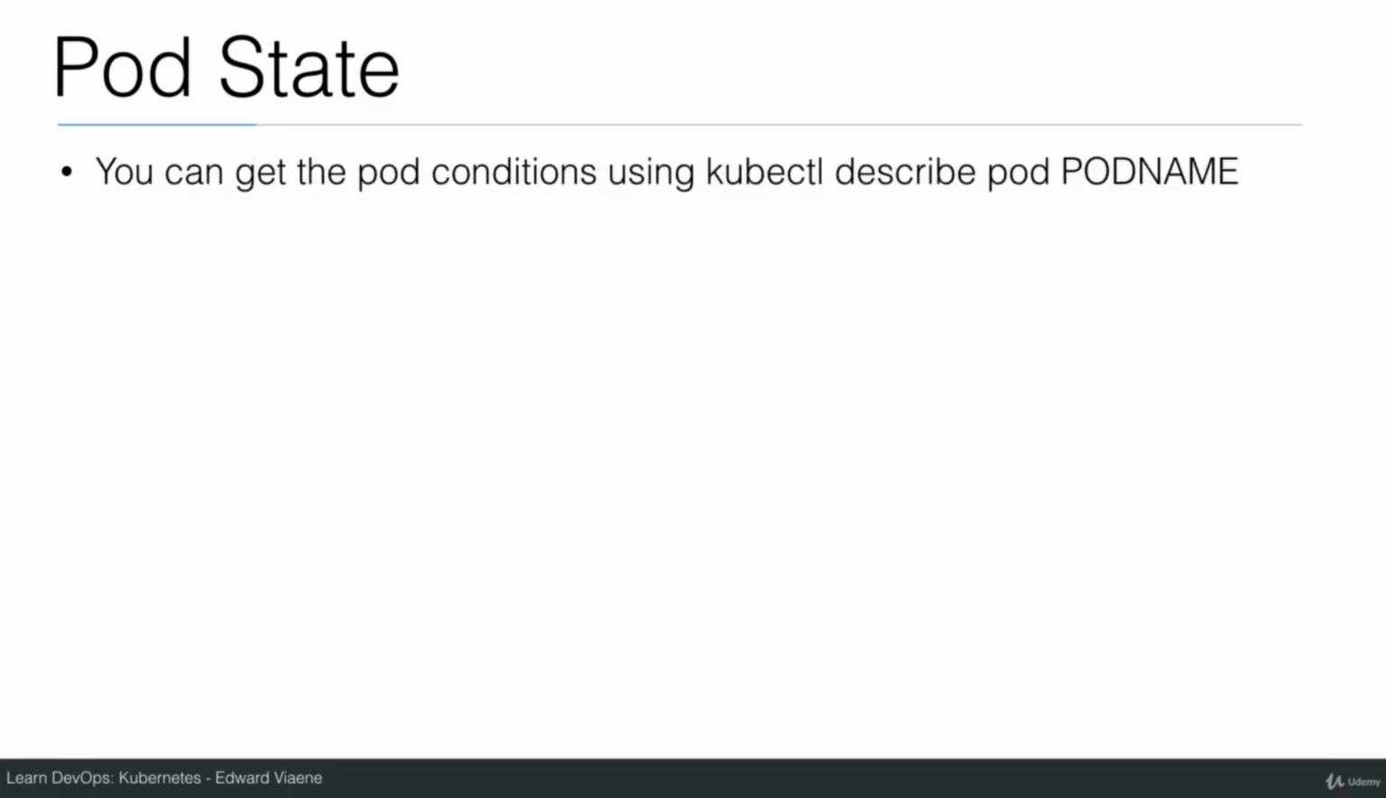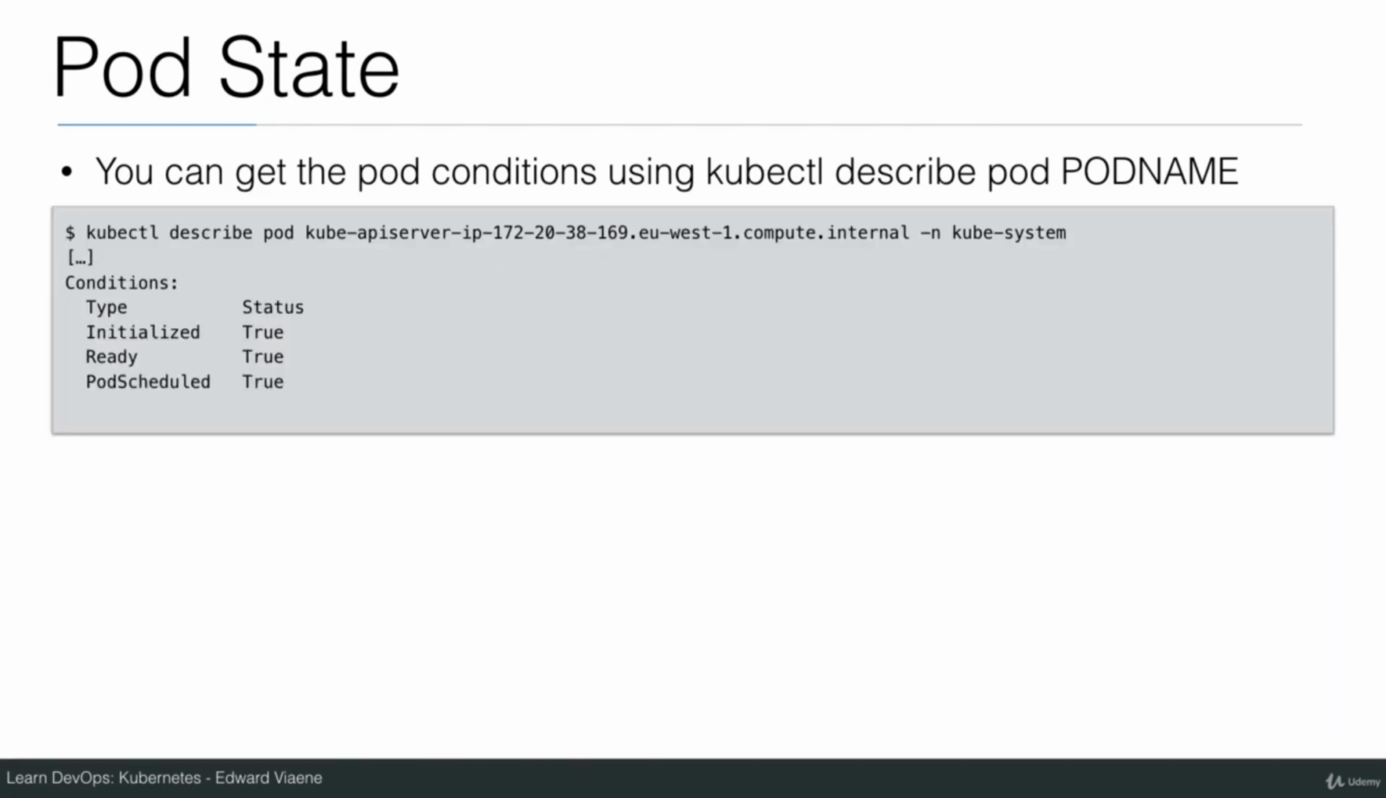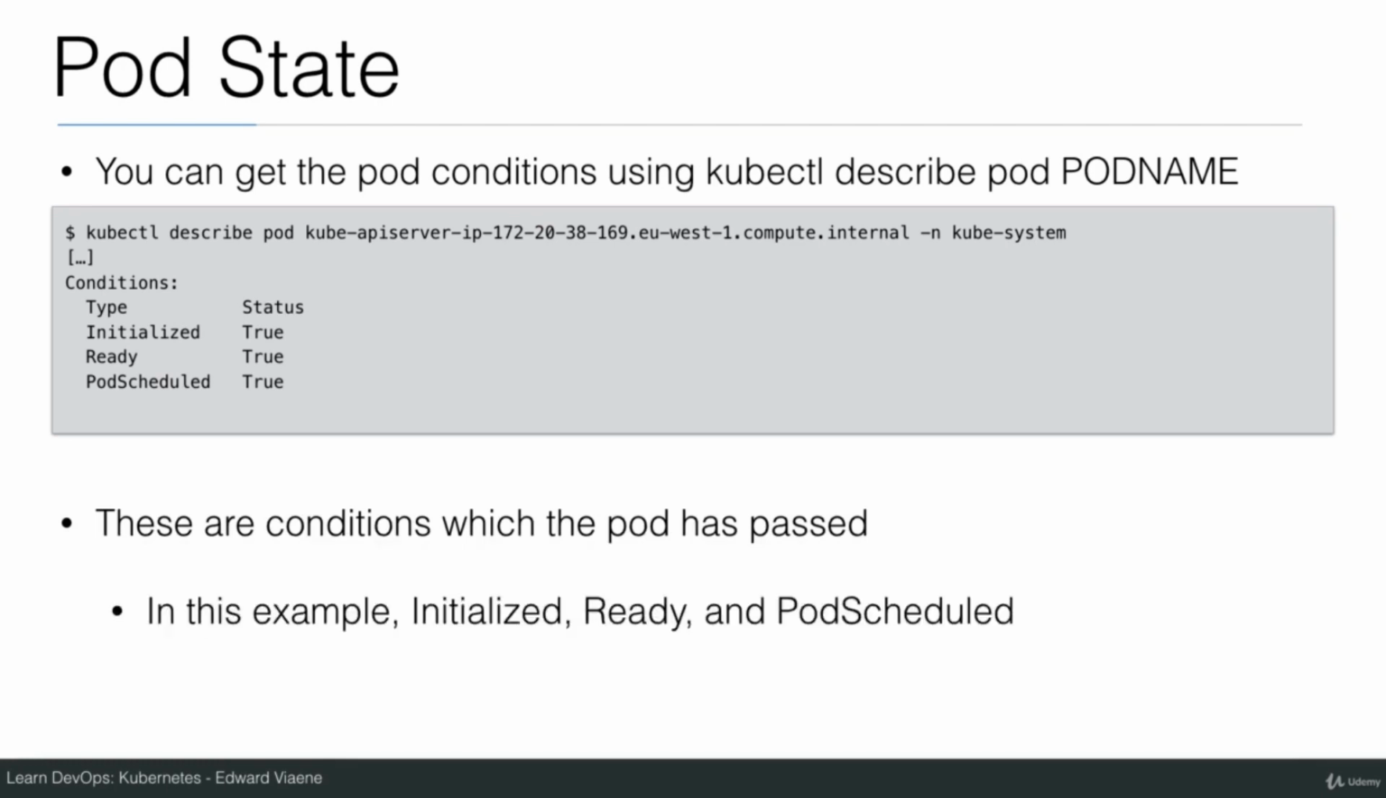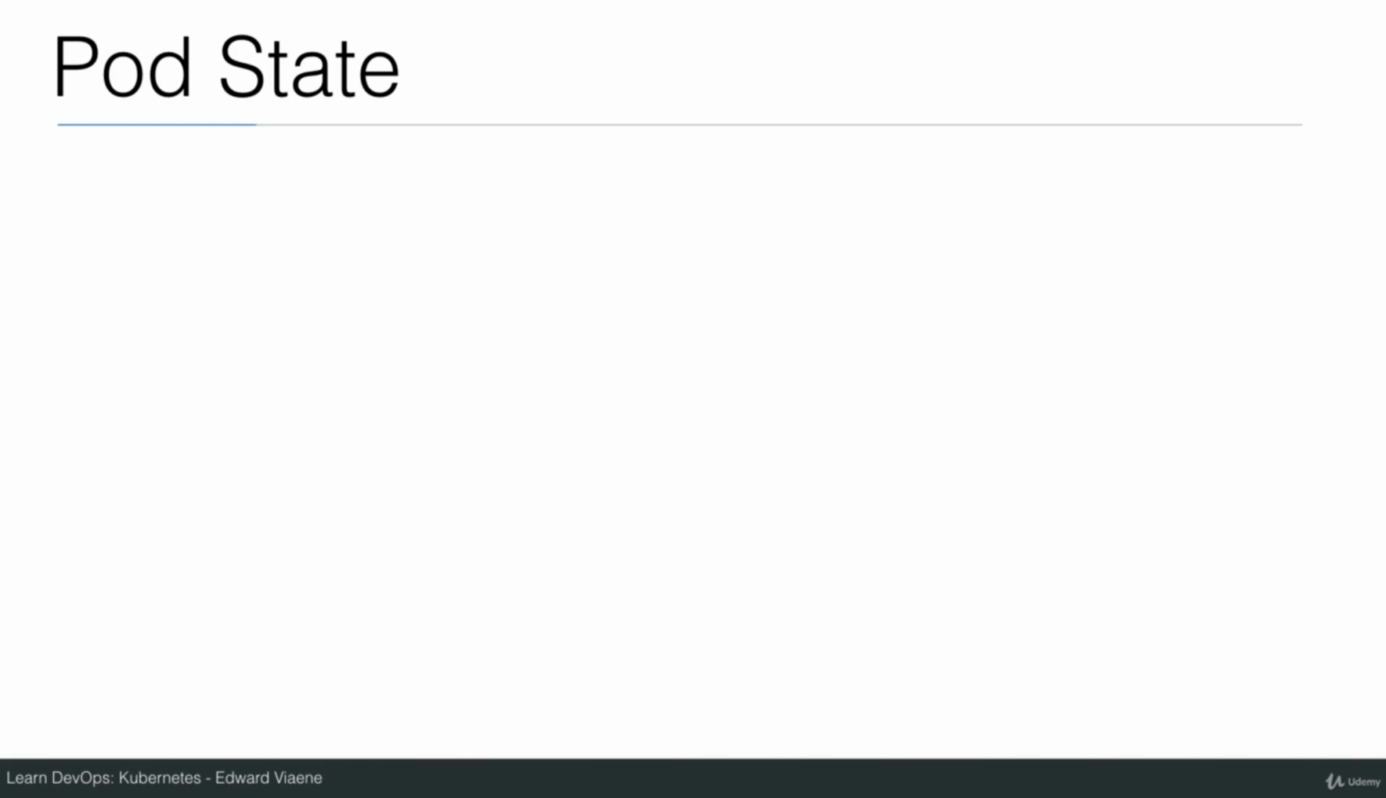You can get the pod conditions using kubectl describe pod and the name of the pod. So here we do a kubectl describe of a pod of the API server in the namespace kube-system. These pod conditions are conditions which the pod has passed. In this example, initialized, ready, and pod scheduled.